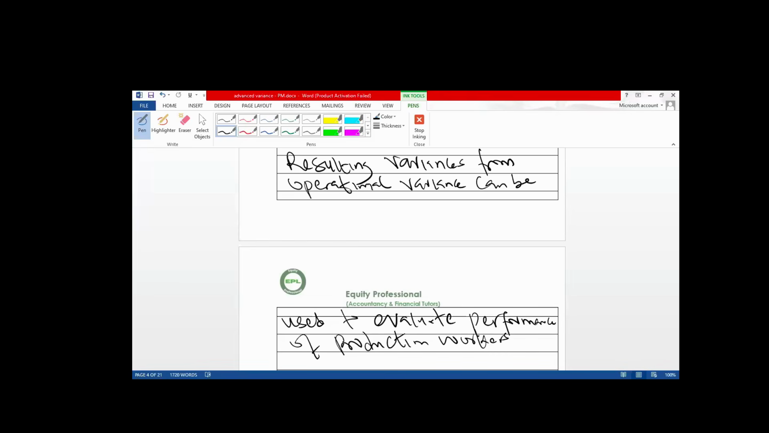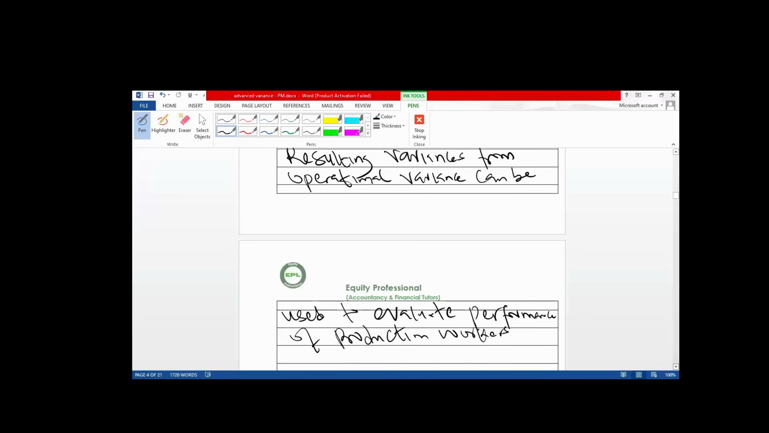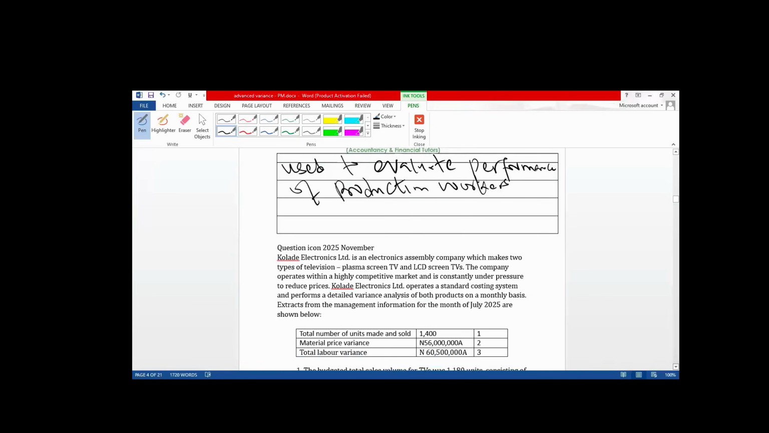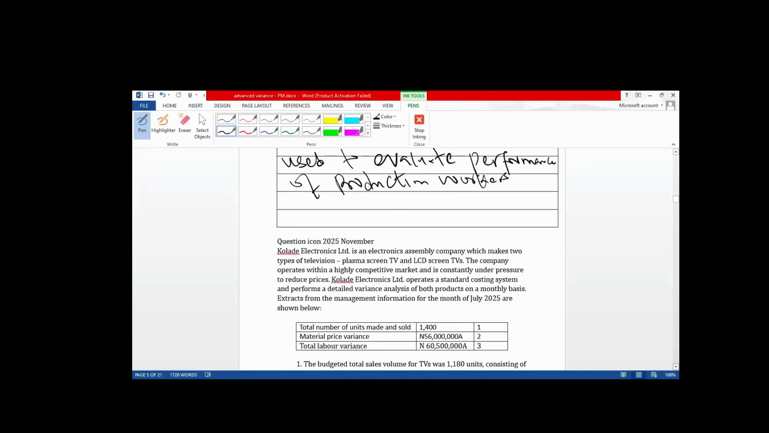So please, you can look at the question, pick it from the group chat. Thank you for sharing with the group. Any question, any clarification? Now look at the question on your screen. You can equally refer to your group chat. Let's go on with this question.